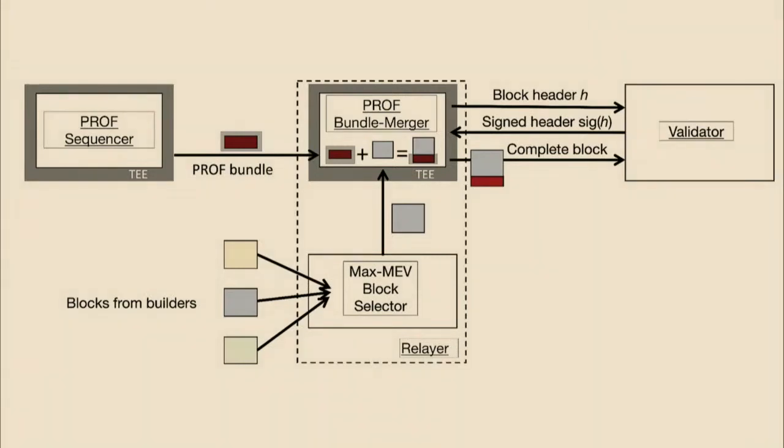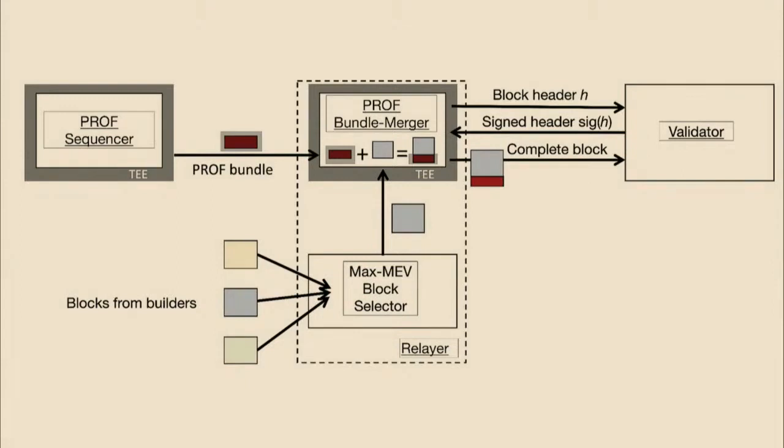The Prof bundle merger runs at the relayer. And what the relayer does is, it does its usual thing. It conducts the auction for the blocks that are coming from the builders, and after the auction, it supplies the winning block to the Prof bundle merger, and the Prof bundle merger inside the enclave appends the transaction bundle to the winning block. So again, the relay is conducting its auction as usual. It supplies the winning block encrypted to the bundle merger. The bundle merger takes this block and appends the transaction bundle coming from the Prof sequencer to this block. And then it makes sure that it does not release the entire thing before actually getting a commitment from the validator.